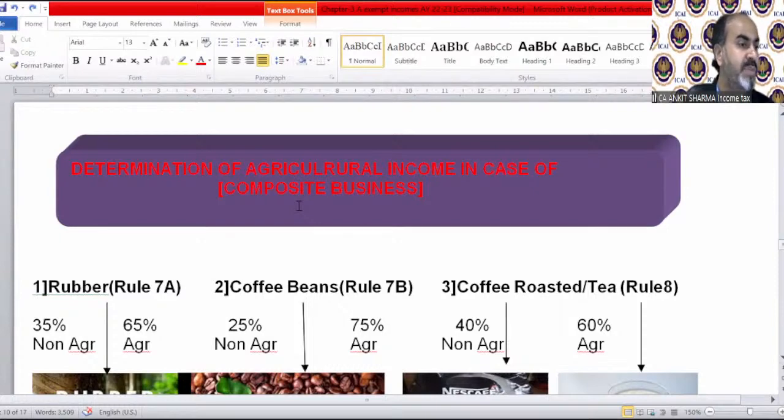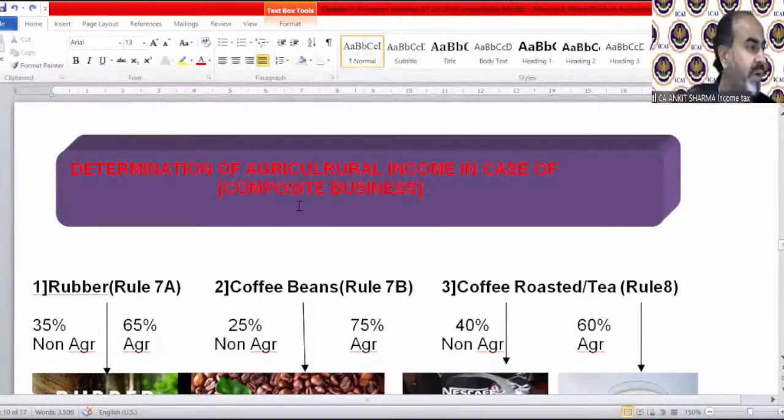So what about agricultural expenses and loss in agriculture? That will be your loss, of course. Loss cannot be taxed in any case. Only income can be taxed. So if in agricultural business there is a loss, then of course it cannot be taxed.